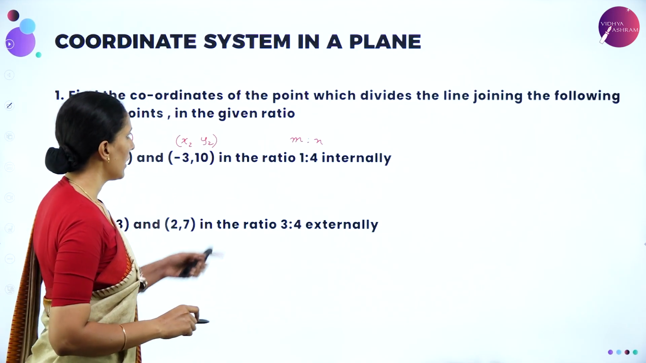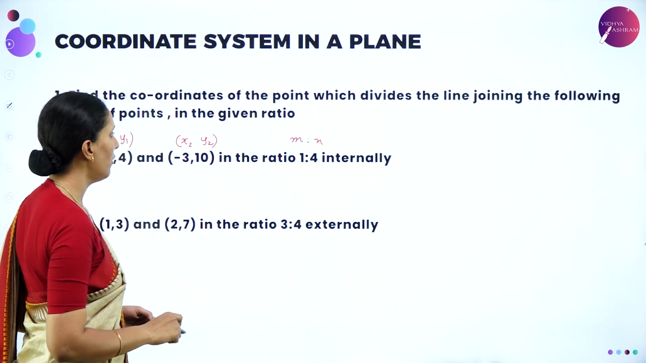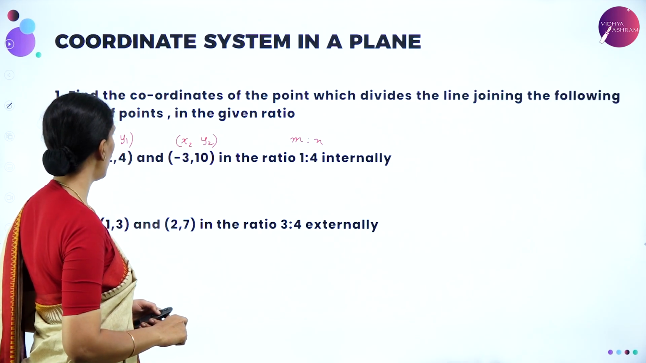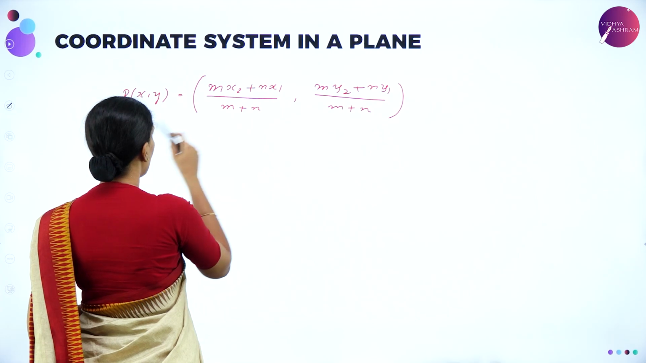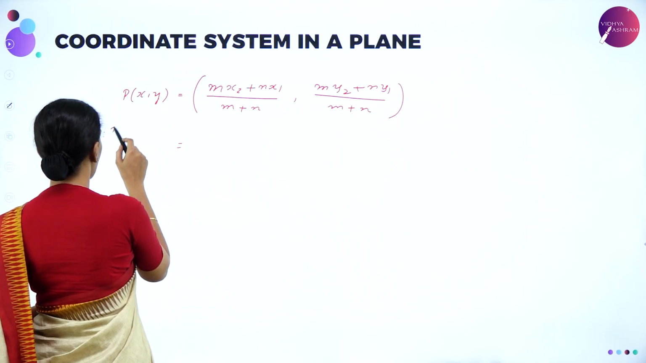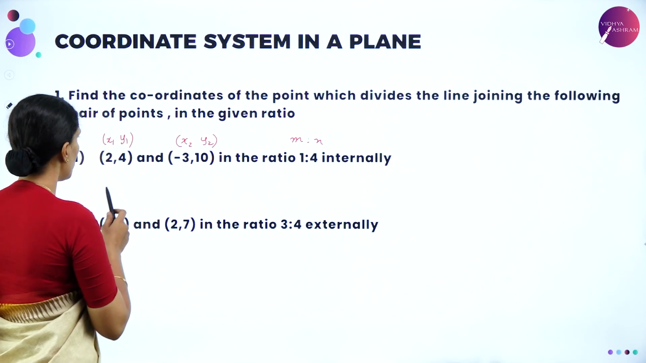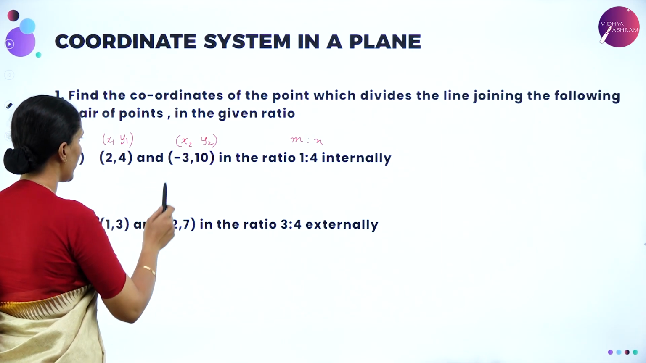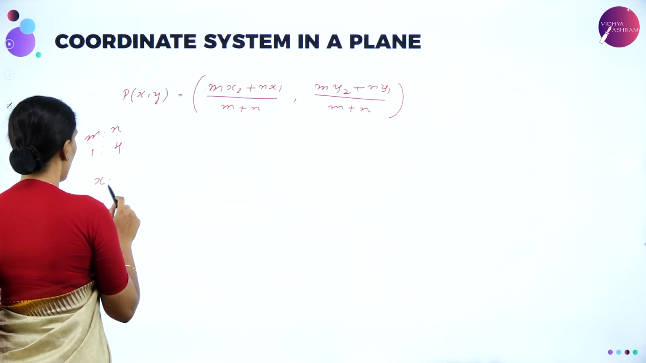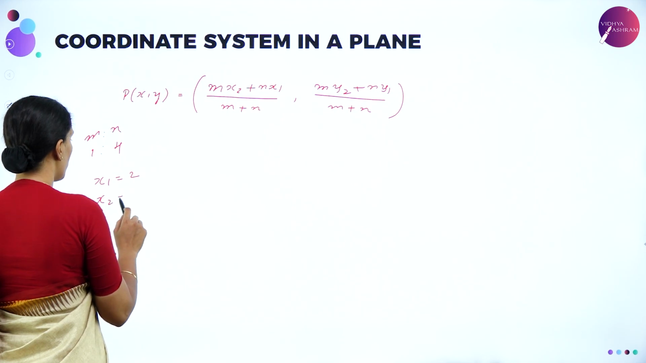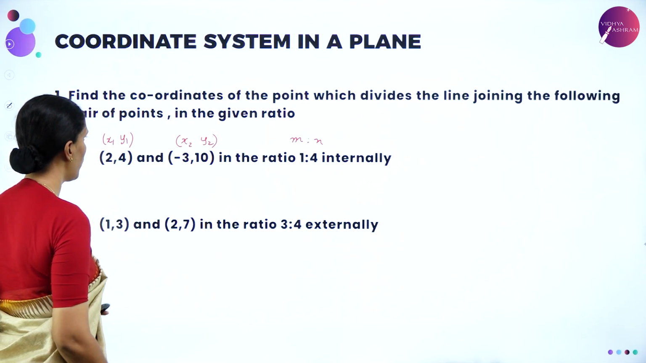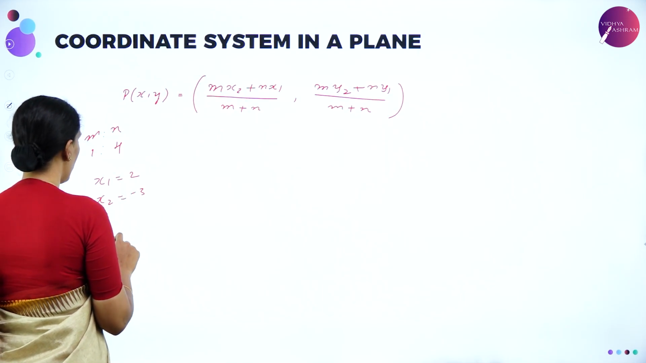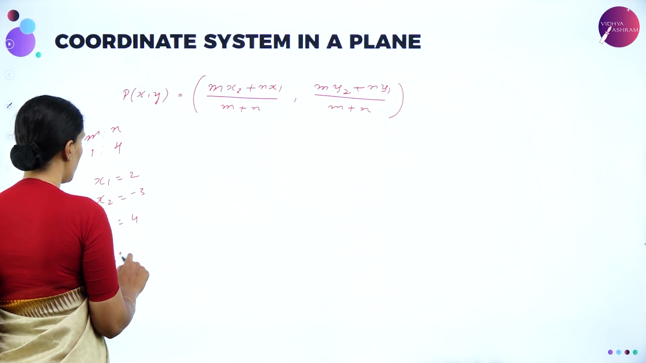So now m and n are 1 and 4, x1, y1 are 2, 4, which can be written as m:n is 1:4. So here x1 is equal to 2, x2 is equal to minus 3. Next we have y1 is equal to 4, y2 is equal to 10.